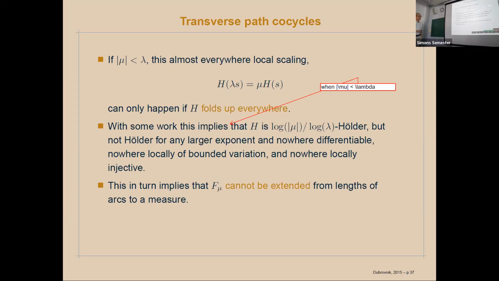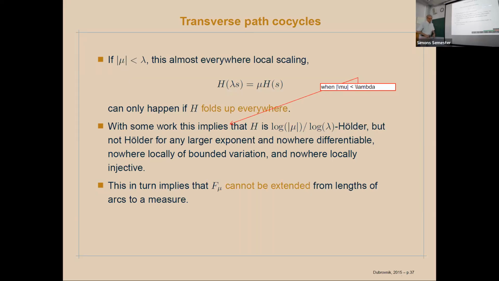And when mu is, again, this is the case when it's strictly less than lambda, you can show it's Holder. Remember, this is less than this. This is the Holder exponent. But it's not Holder for any larger exponent. It's nowhere differentiable, nowhere locally bounded variation, nowhere locally injective, etc.